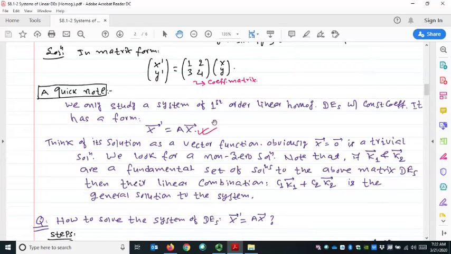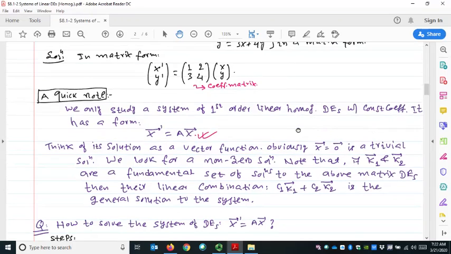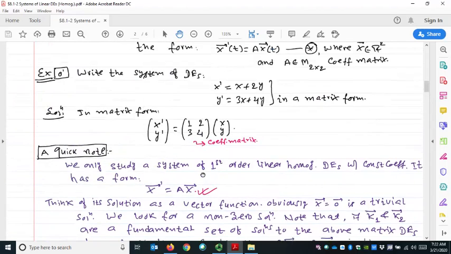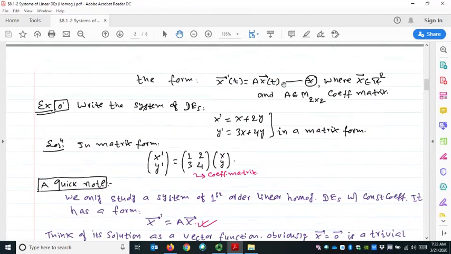Great. A quick note, we only study a system of first order linear homogeneous differential equations with constant coefficients. It has a form vector x prime equals A vector x, or x prime equals Ax, which we define in the star equation.